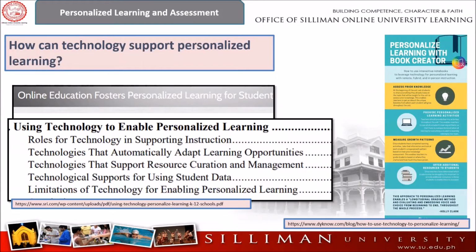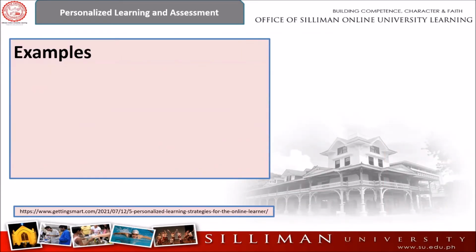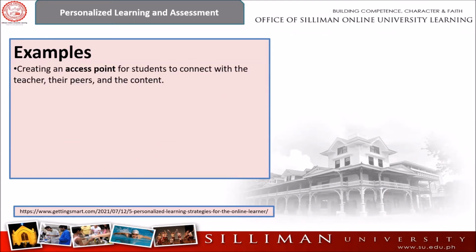Using educational technology enables personalized learning. It supports instruction. Technologies can offer automated and adaptive learning opportunities. It supports resource curation and management. It supports students' data analysis, and it enables personalized learning. Among the many popular examples of personalizing learning in an online environment is creating an access point for students or learners to connect with the teacher, their peers, and the content.